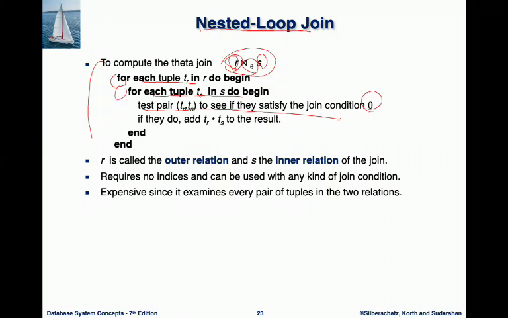2 for loops. For every record in R, you do a full scan on S and find all of the matches, and for each matching case, you output the concatenation of the matching records. Here, because you have 2 for loops, R is called the outer relation and S is called the inner relation, because R is in the outer loop and S is in the inner loop. Outer, inner.